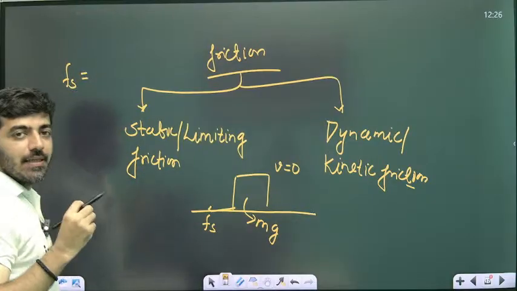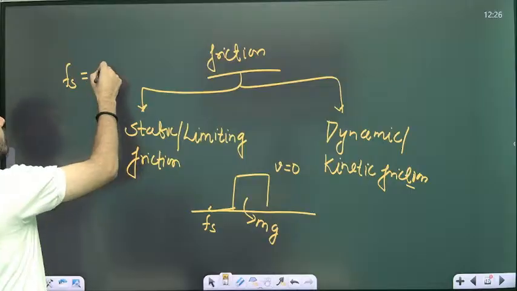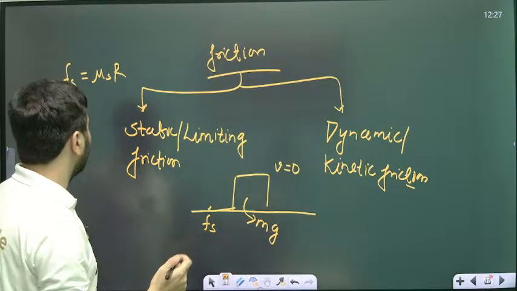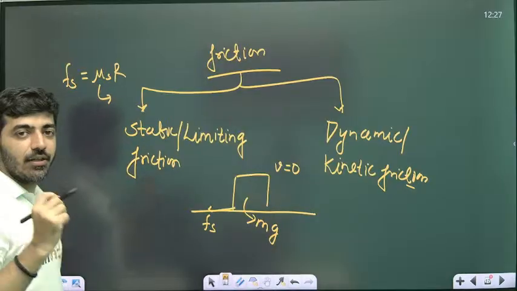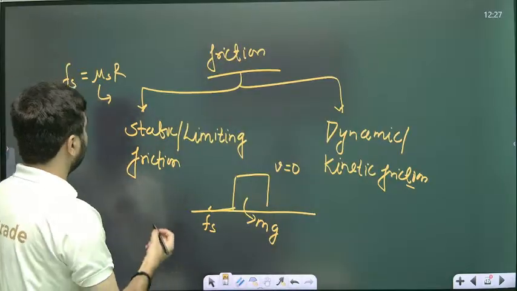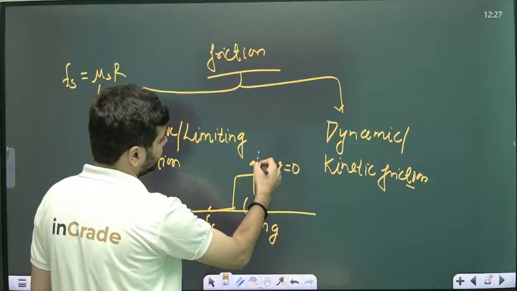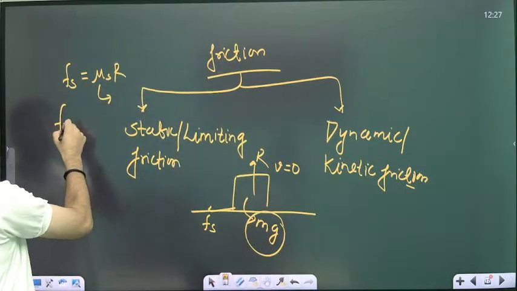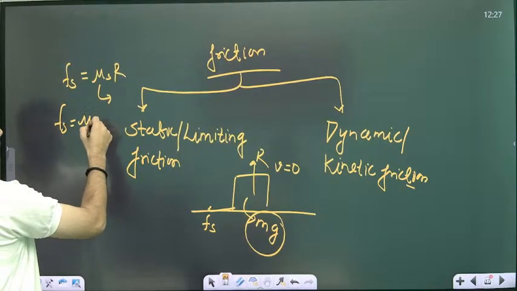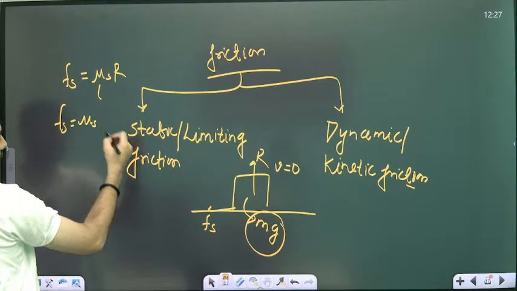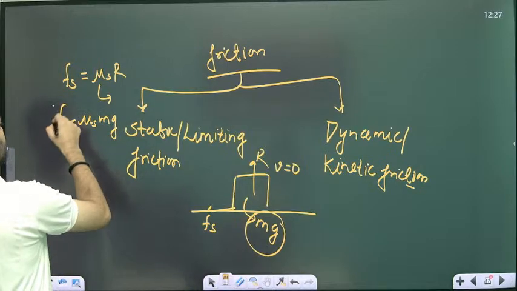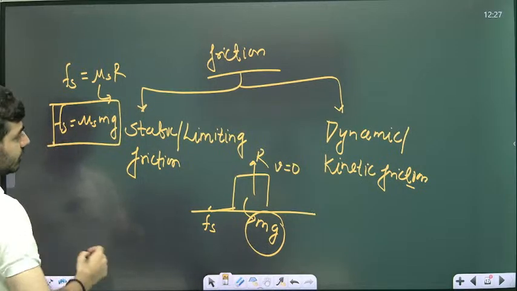Static friction simply equals mu s R. R will be the reaction force and mu s will be the coefficient of static friction. Let's say R equals mg, then Fs will be mu s mg. Okay.